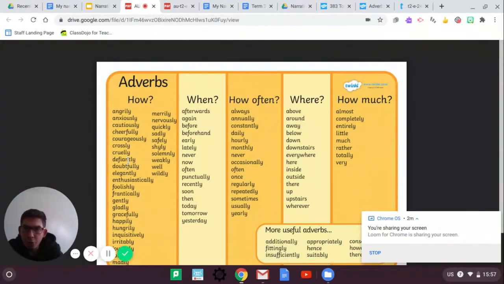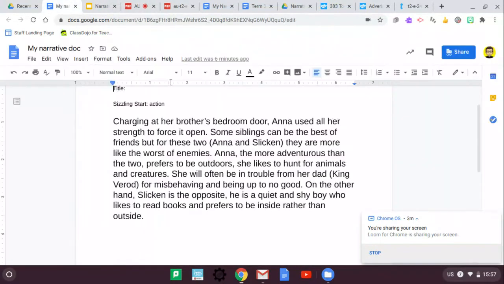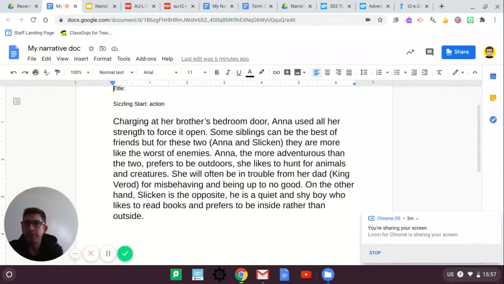All right. Courageously, crossly, cruelly, weakly, punctually. All right. Early. Let's go with early. I'm going to start my next paragraph with early. Let's go. Early one morning. Okay. Early one morning, Anna, comma.